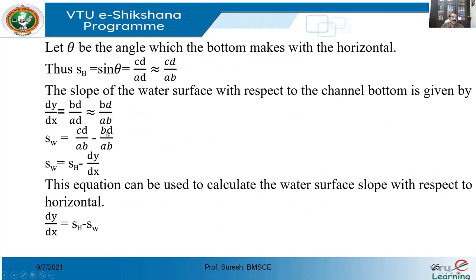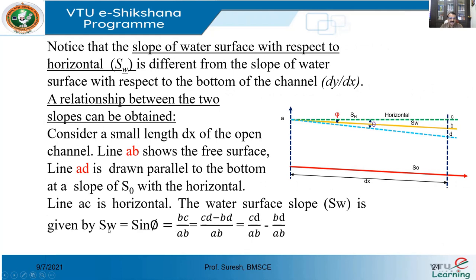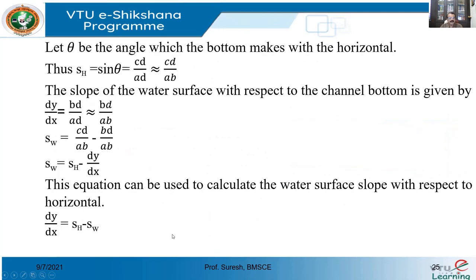Now, kindly go back to this earlier slide. Here, this SW is equal to CD by AB minus BD by AB. Now, you have a value for this CD by AB and a BD by AB. Now, replace this CD by AB by the value and BD by AB by some other value. Let us see what we are going to get. That is what I mentioned here. SW is equal to CD by AB minus BD by AB.